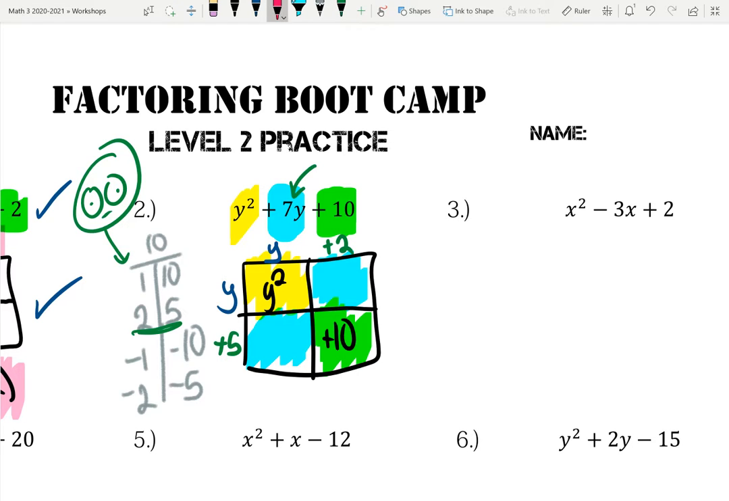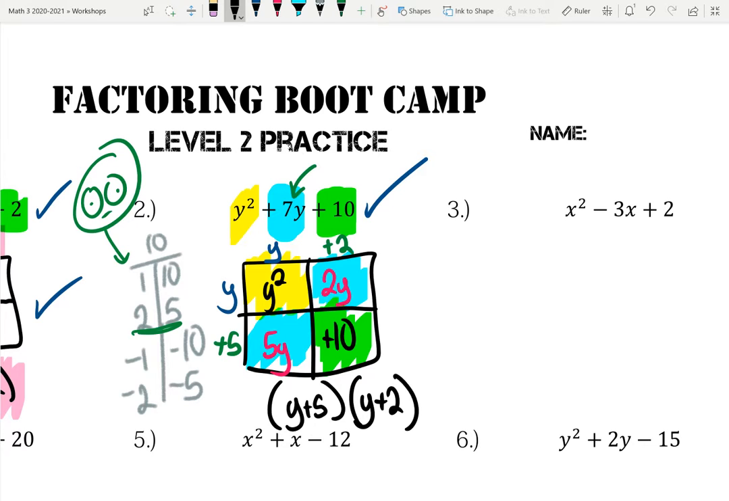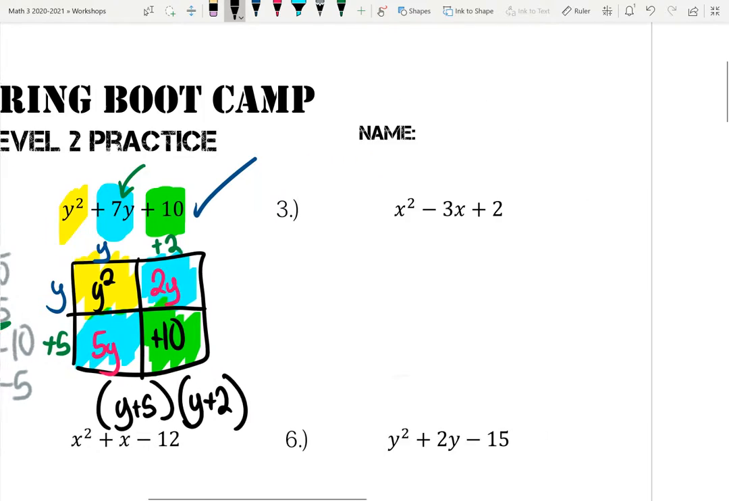Now I multiply. Y times 5 is 5y. Y times 2 is 2y. Combining all of this totally matches. Hence, this expression factors to be y plus 5 and y plus 2. Repeat, a la carte. Number 3.